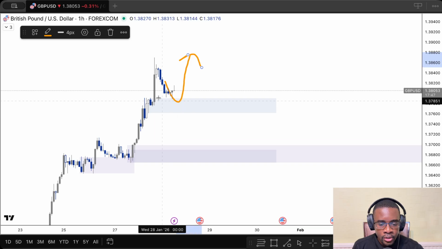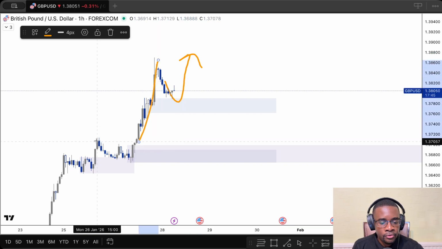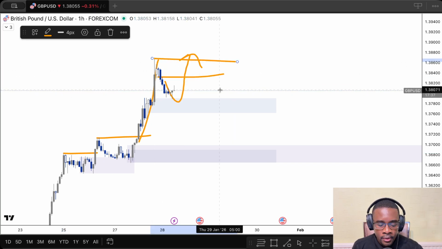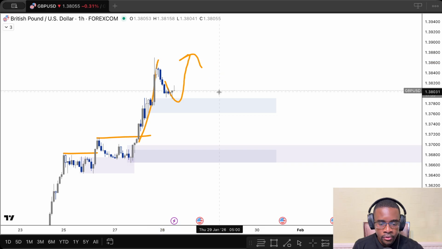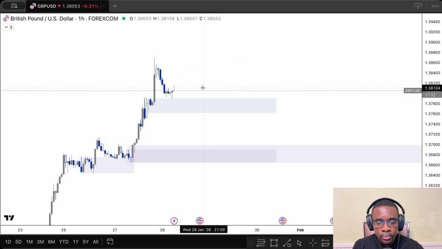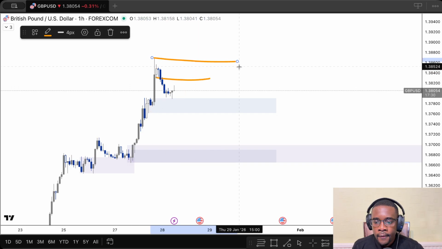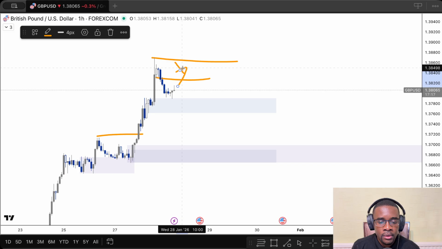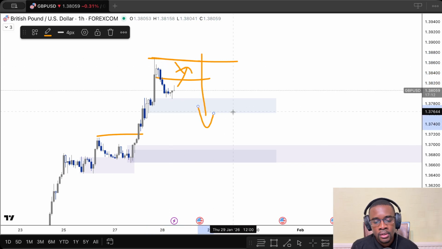So that is the expectation. However, because price is now overextended, we've broken structure to the upside, it's highly likely that we could be having a pullback very soon, because on all time frames we have broken structure and continued to the upside. Either from this area, or we might sweep this high and then strongly drop.